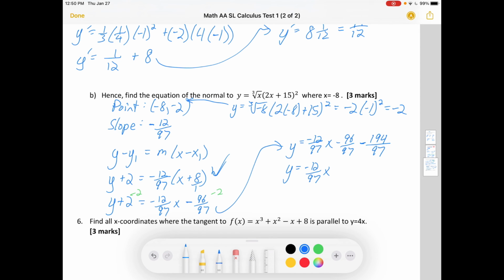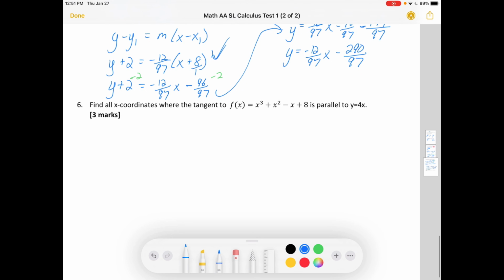Let's see what that's going to give us. -290 over 97. Okay. And honestly, given that you have access to the interweb, I would then go and actually graph this and make sure it looks like the equation of the normal at that point. It goes through the point -8, -2, and it looks like it's perpendicular to the tangent.